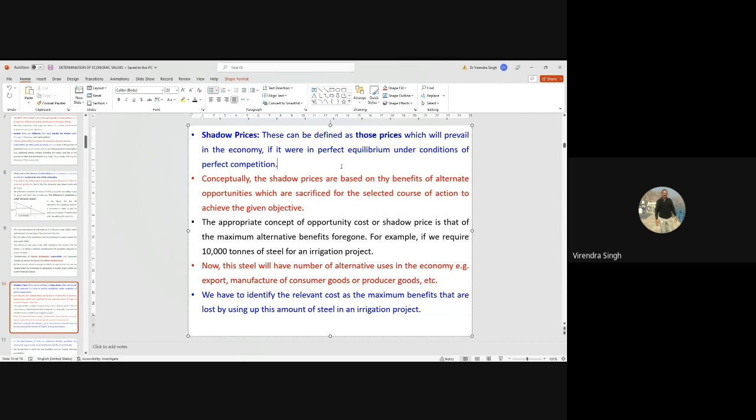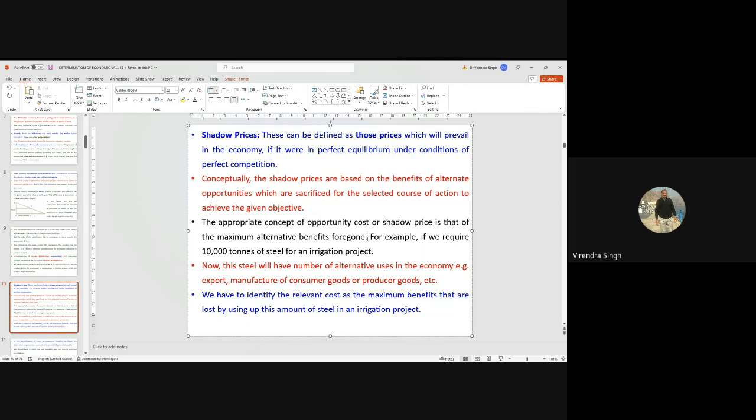Conceptually, the shadow prices are based on the benefits of alternate opportunities which are sacrificed for the selected course of action to achieve the given objective. The appropriate concept of opportunity cost or shadow price is that of the maximum alternative benefit foregone.